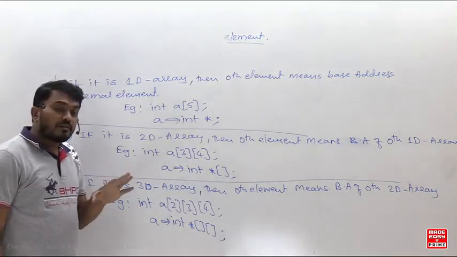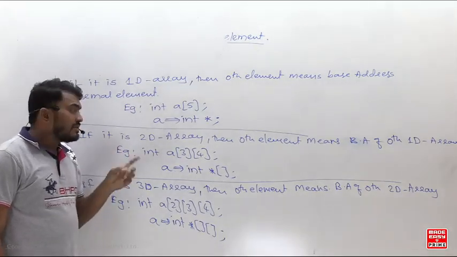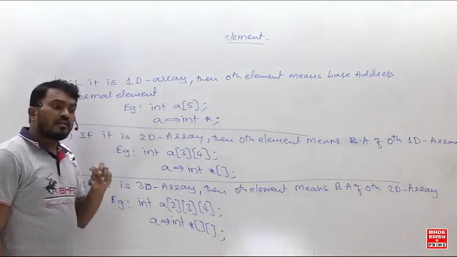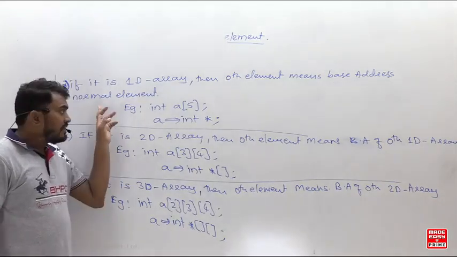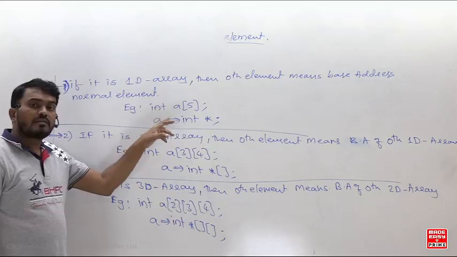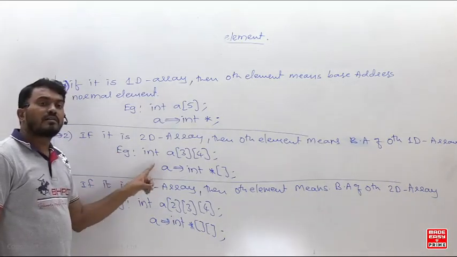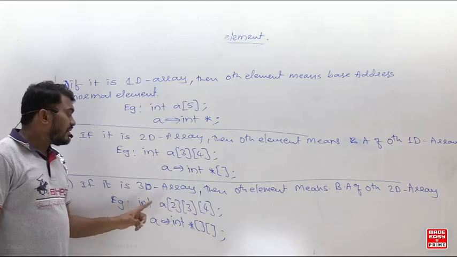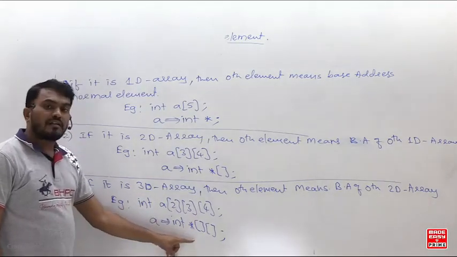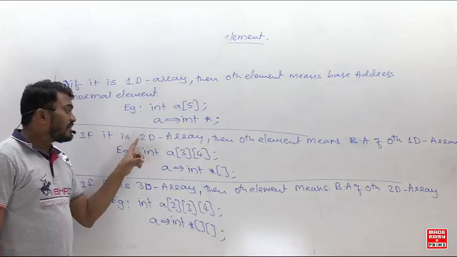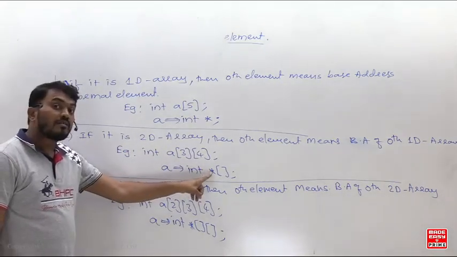The meaning of the 0th element will change if it is a 1D array, a 2D array, or a 3D array. If it is a 1D array, the 0th element means base address of the normal element. If it is a 2D array, the 0th element means base address of the 0th 1D array. If it is a 3D array, the 0th element means base address of the 0th 2D array. Is that clear?